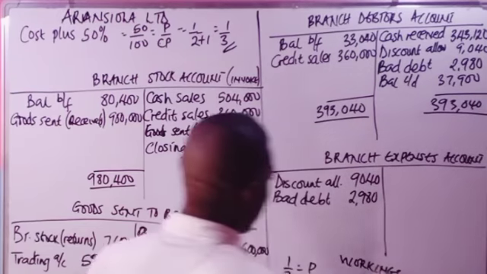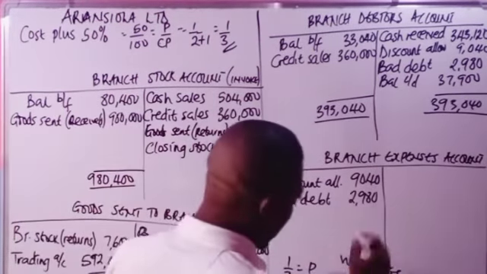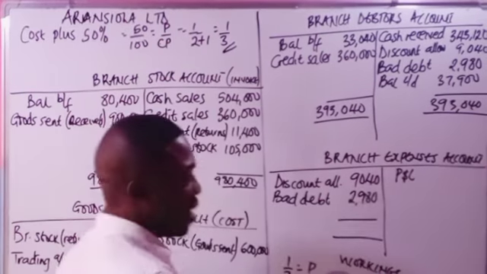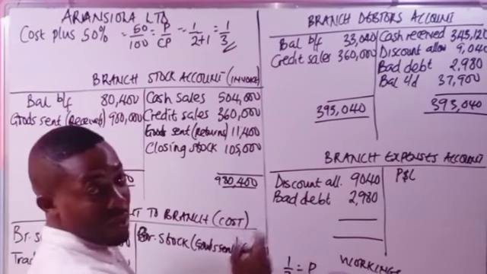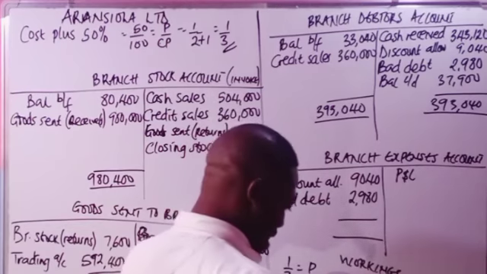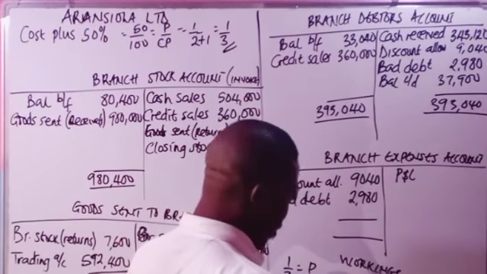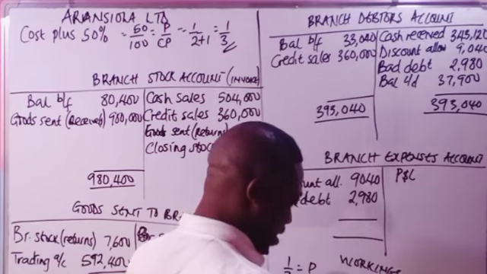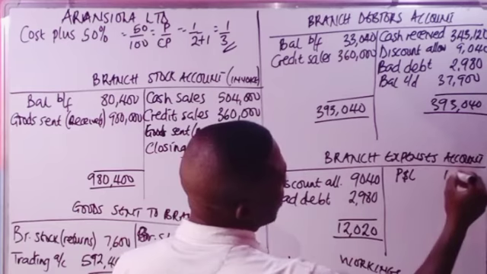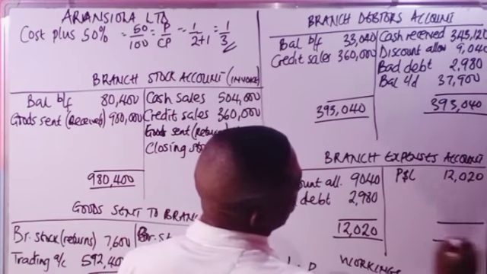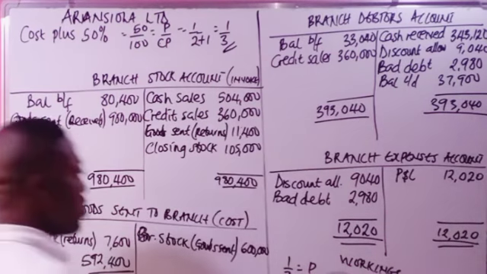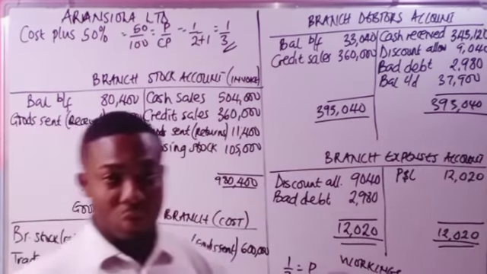Okay, so let's close the expense account. The expense account will be written to the profit or loss account. The corresponding entry becomes a debit in the profit or loss account. If we add up here, 9,040 plus 2,980, it is 12,020. So the profit or loss account, 12,020. So that's how to prepare the cost plus percentage.